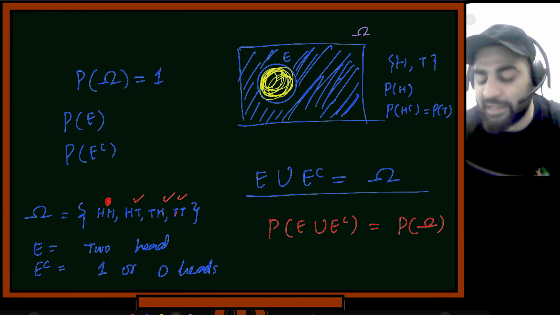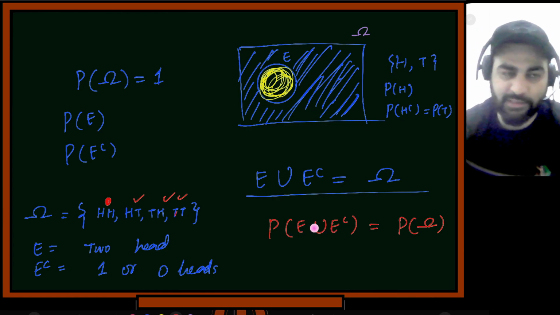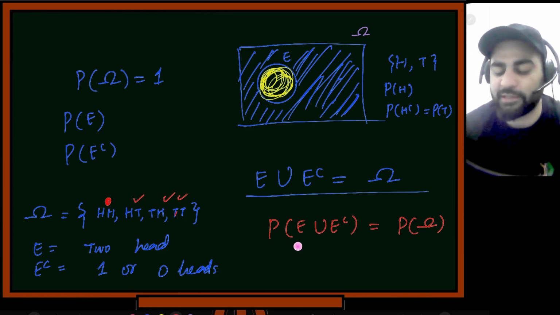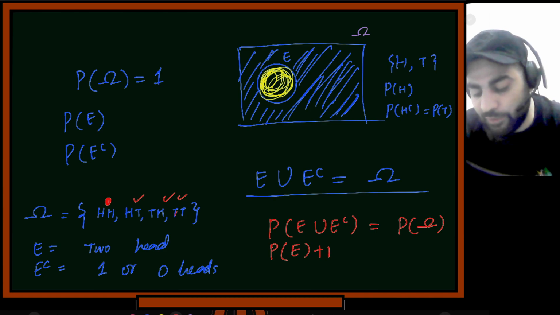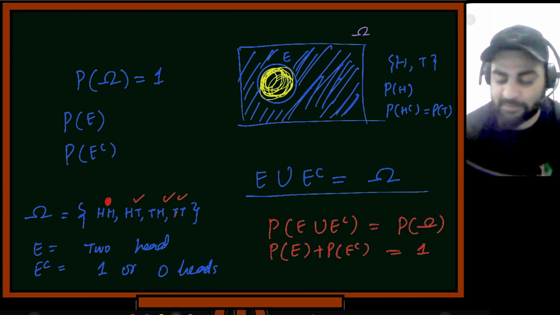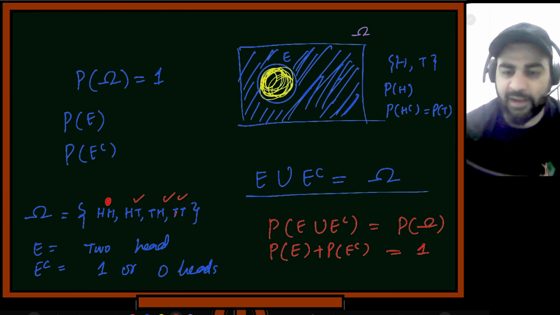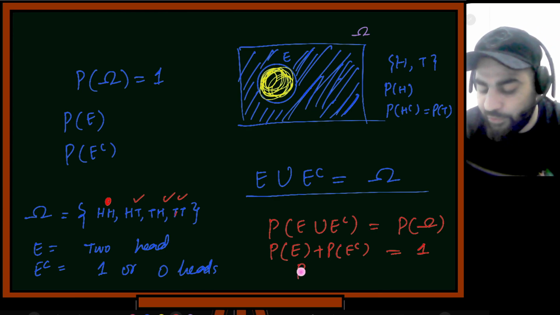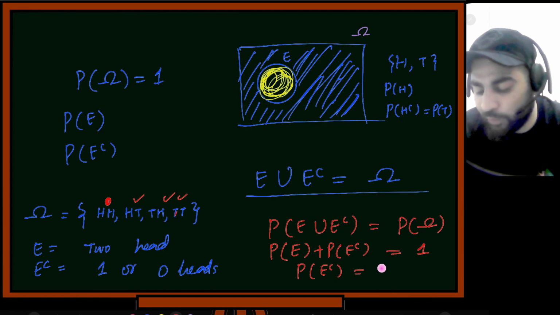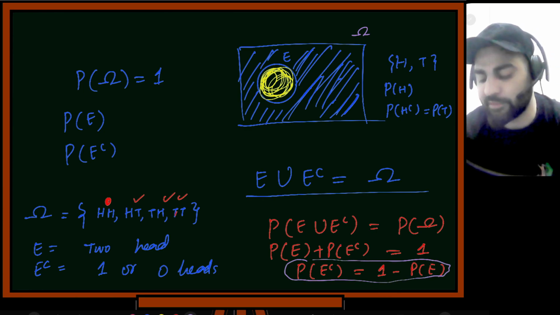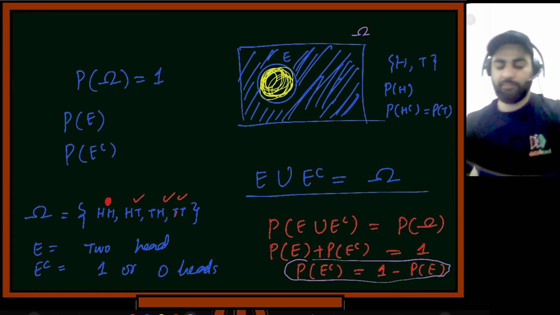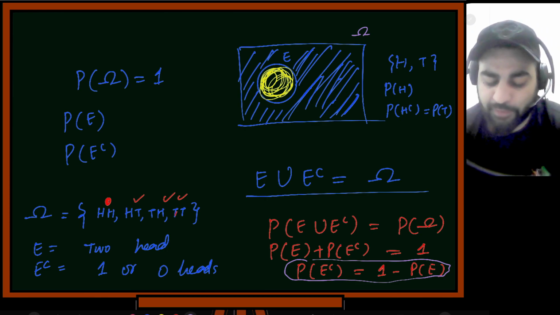Now you know that they're disjoint events. So by the second axiom of probability, can I write P of E plus P of E complement is equal to 1? Yes, sir. So can I write P of E complement is equal to 1 minus P of E? Yes, sir. This is obvious, but I just wanted to prove it using the axioms of probability. So this is one property.